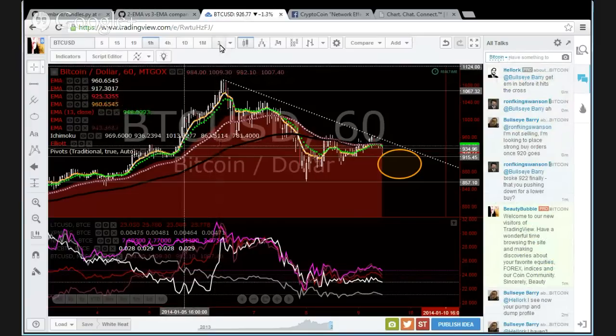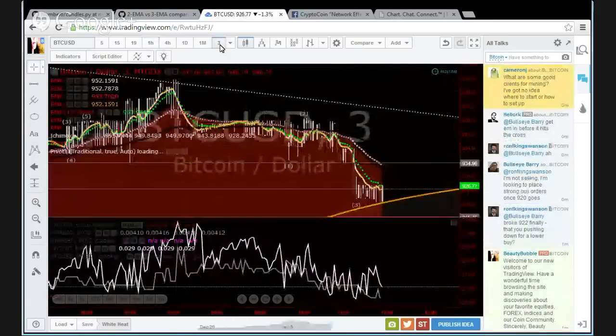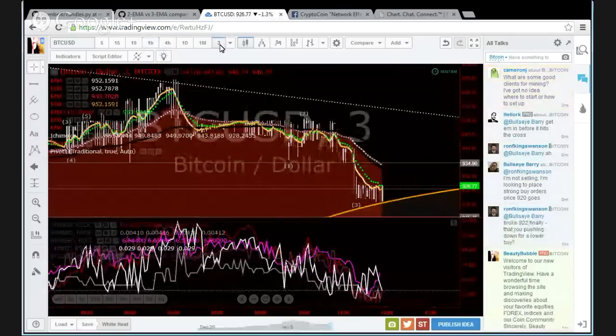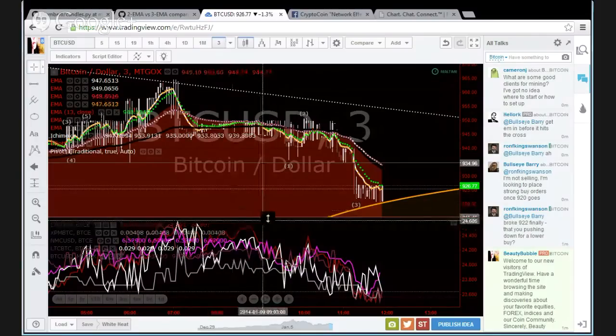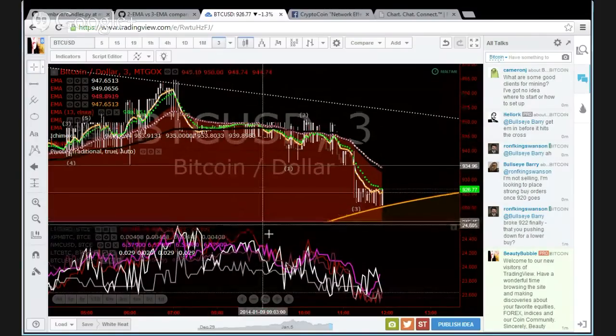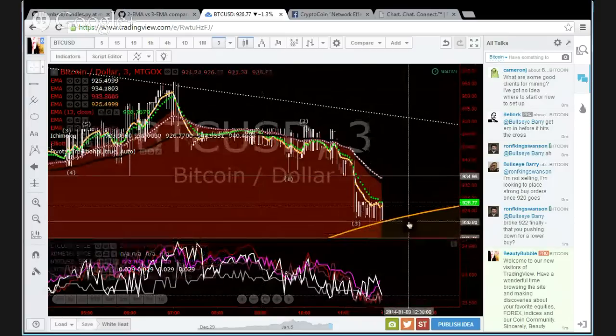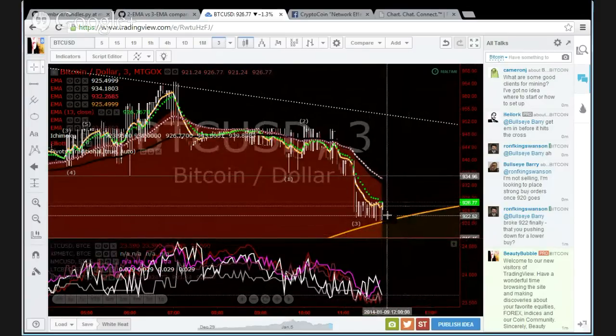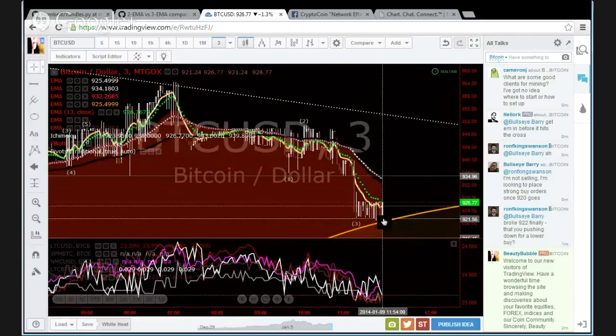Go ahead and go into the 3-minute. And now with the BTC USD at 926.77 on the 3-minute, looking for that 923 grab and hold. That's what we're looking for. Going to grab and hold it at 923. And did we get 923 in the sand? Oh, we did. We got 921.24. Okay.